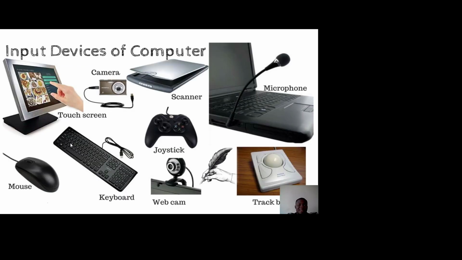So these are images or pictures to show the examples of these devices. That's the input devices. So we have the camera, we have the scanner, we have the microphone, you have the touch screen, you have the joystick, the mouse, keyboard, webcam, and trackball, as I previously mentioned.